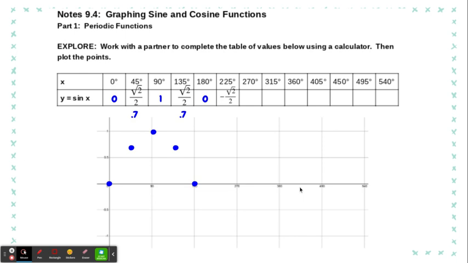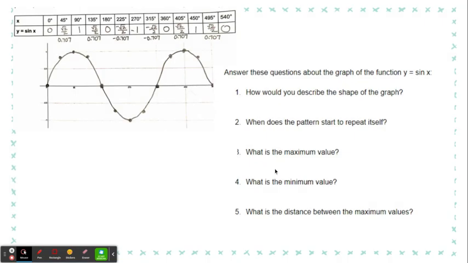All right. Did you get a negative value at 225? Remember, you're taking the y values and you're going to graph down at approximately negative 0.7. If you went all the way through, let me show you what the overall looks like now. You went all the way through, your sine curve should look something like this.